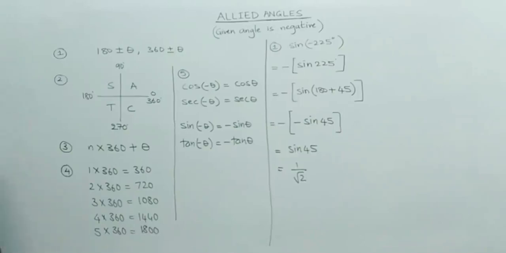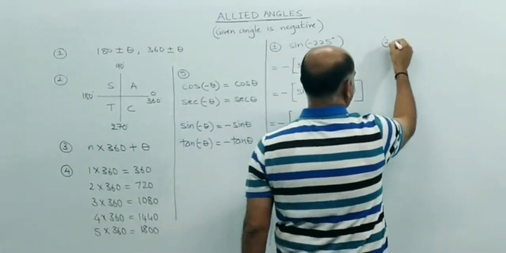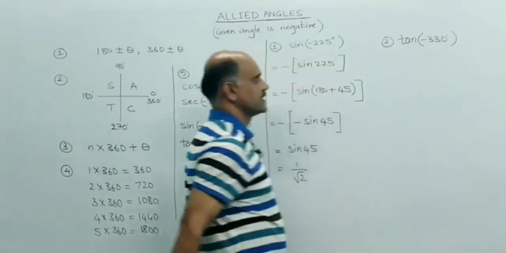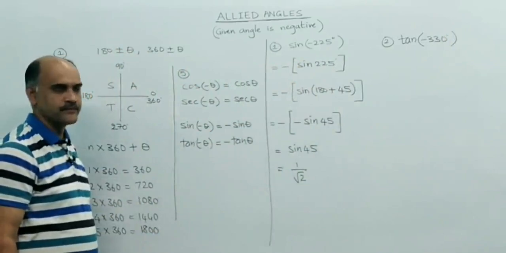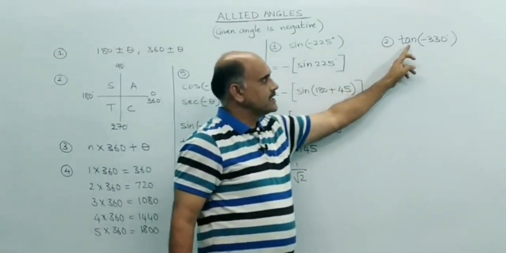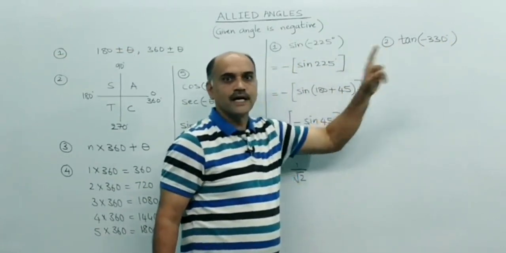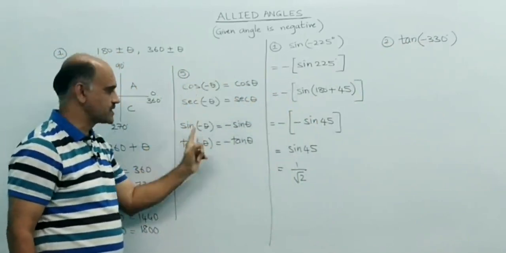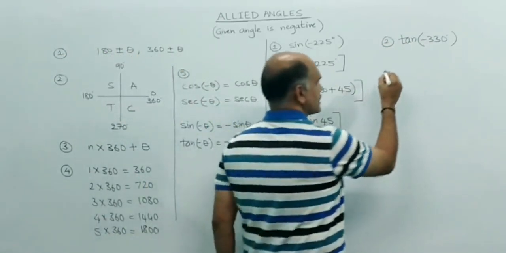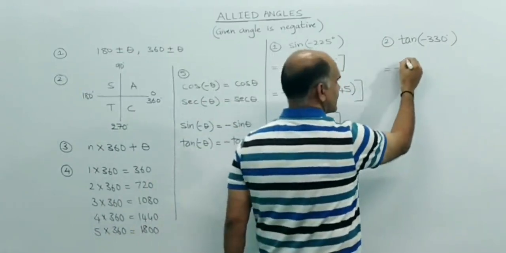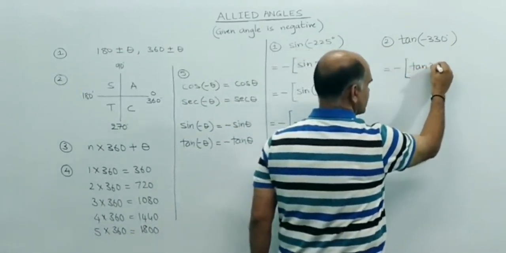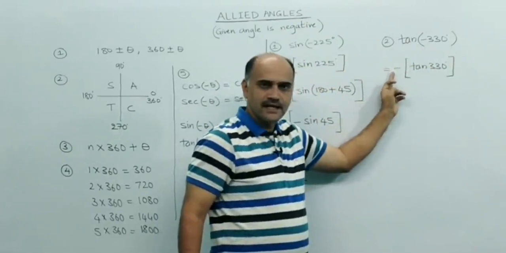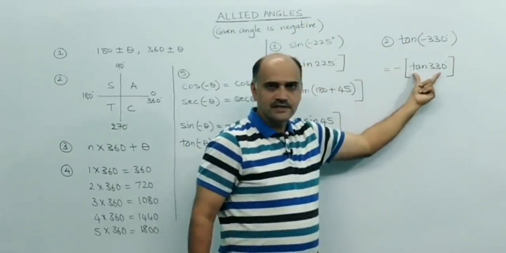So next example, if I take second, tan of minus 330 degree. So again, in tan I have taken minus. So minus is there inside tan. So other than cos and secant, minus will come outside. So minus tan 330 we write. Minus, square bracket, tan 330. Clear, students? This minus sign remains. Now you can solve this.